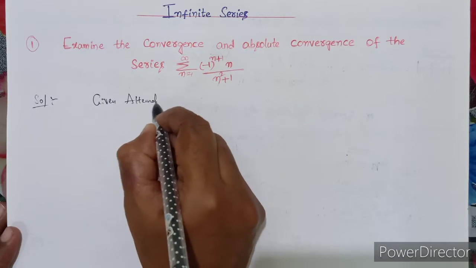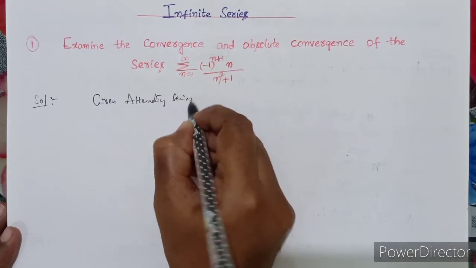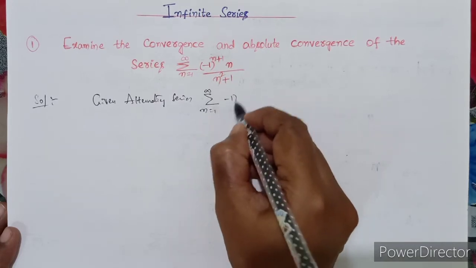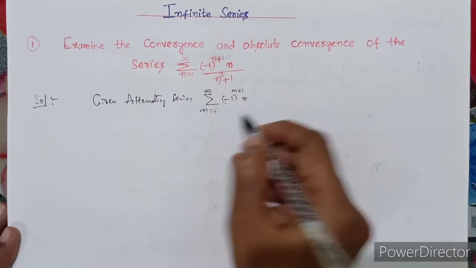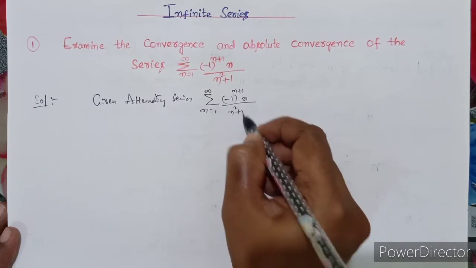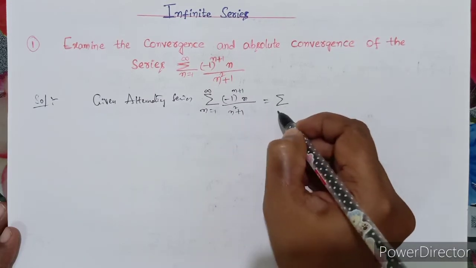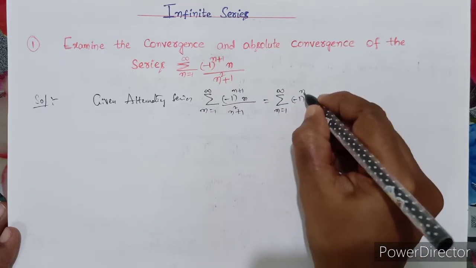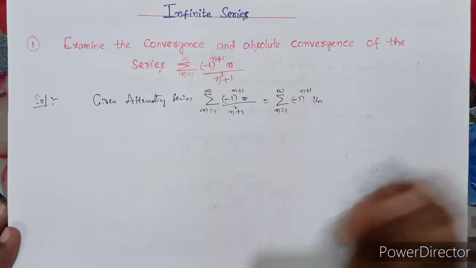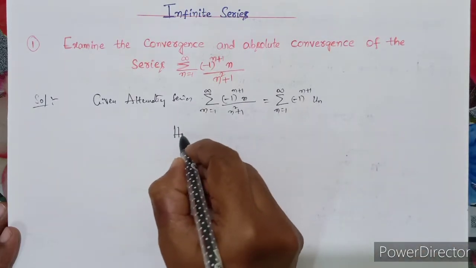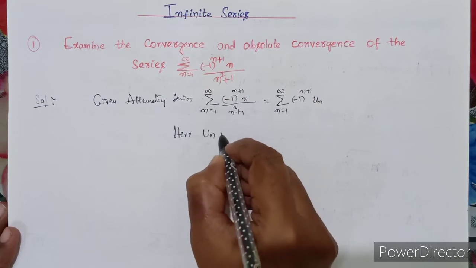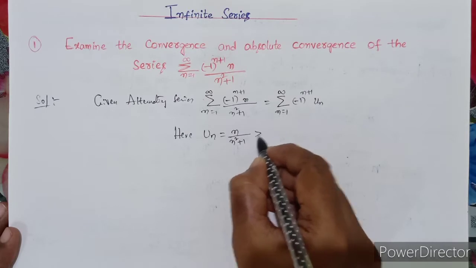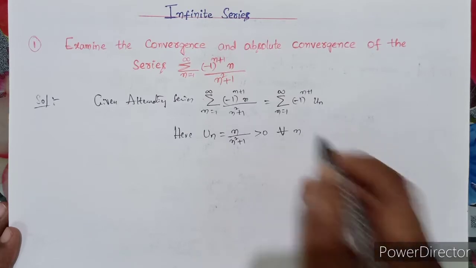Alternating series: sigma n equals 1 to infinity, minus 1 whole power n plus 1, into n by n square plus 1. This is equal to sigma n equals 1 to infinity, minus 1 whole power n plus 1, into un. Here un equals n by n square plus 1. This is positive for all n.